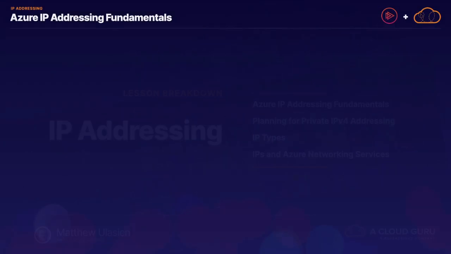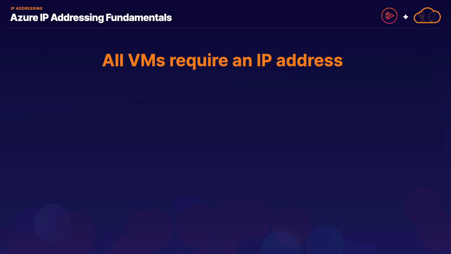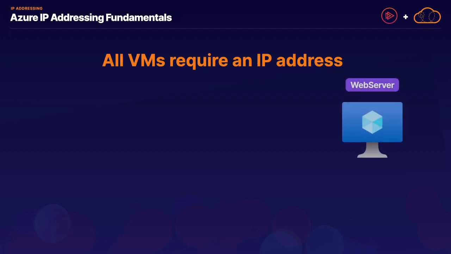So jumping on into it, let's start off once again with the high-level conceptual overview of how IP addressing works on Azure. So again, going back to the basics, every virtual machine on Azure requires an IP address. After all, without an IP address, you really can't do very much with a virtual machine. Not much of a surprise there.